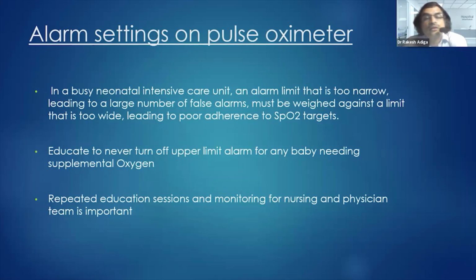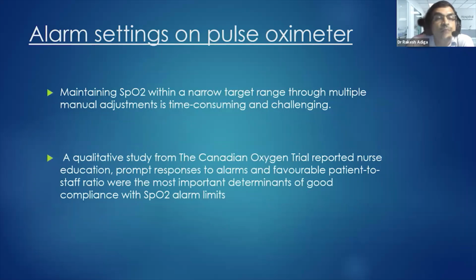Educate the nursing team and the doctors: never turn off the upper limit alarm of more than 97%. Repeated education sessions and monitoring for the nursing and physician team is very important. Maintaining oxygen saturation within a narrow target range through multiple manual adjustments is time consuming and challenging.